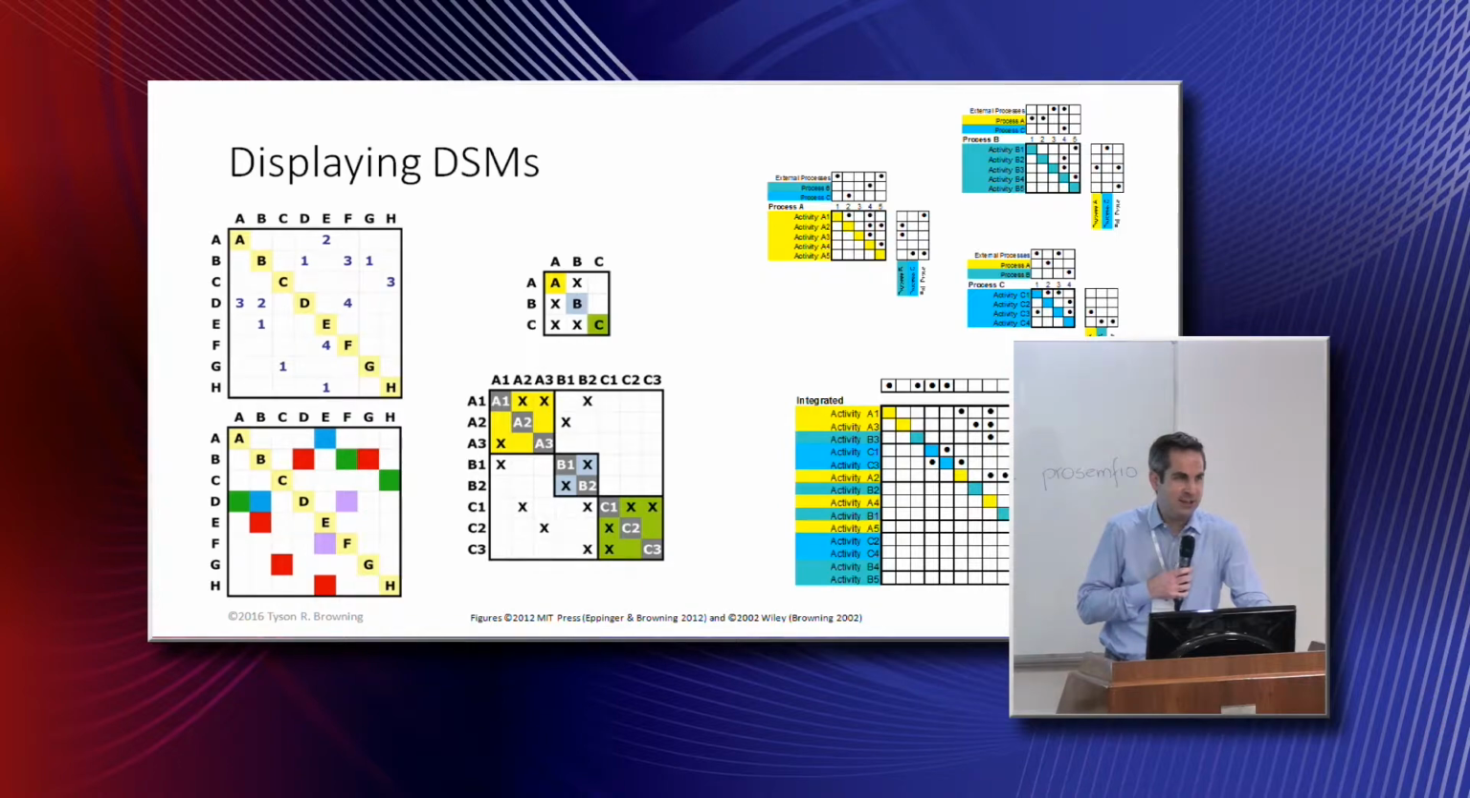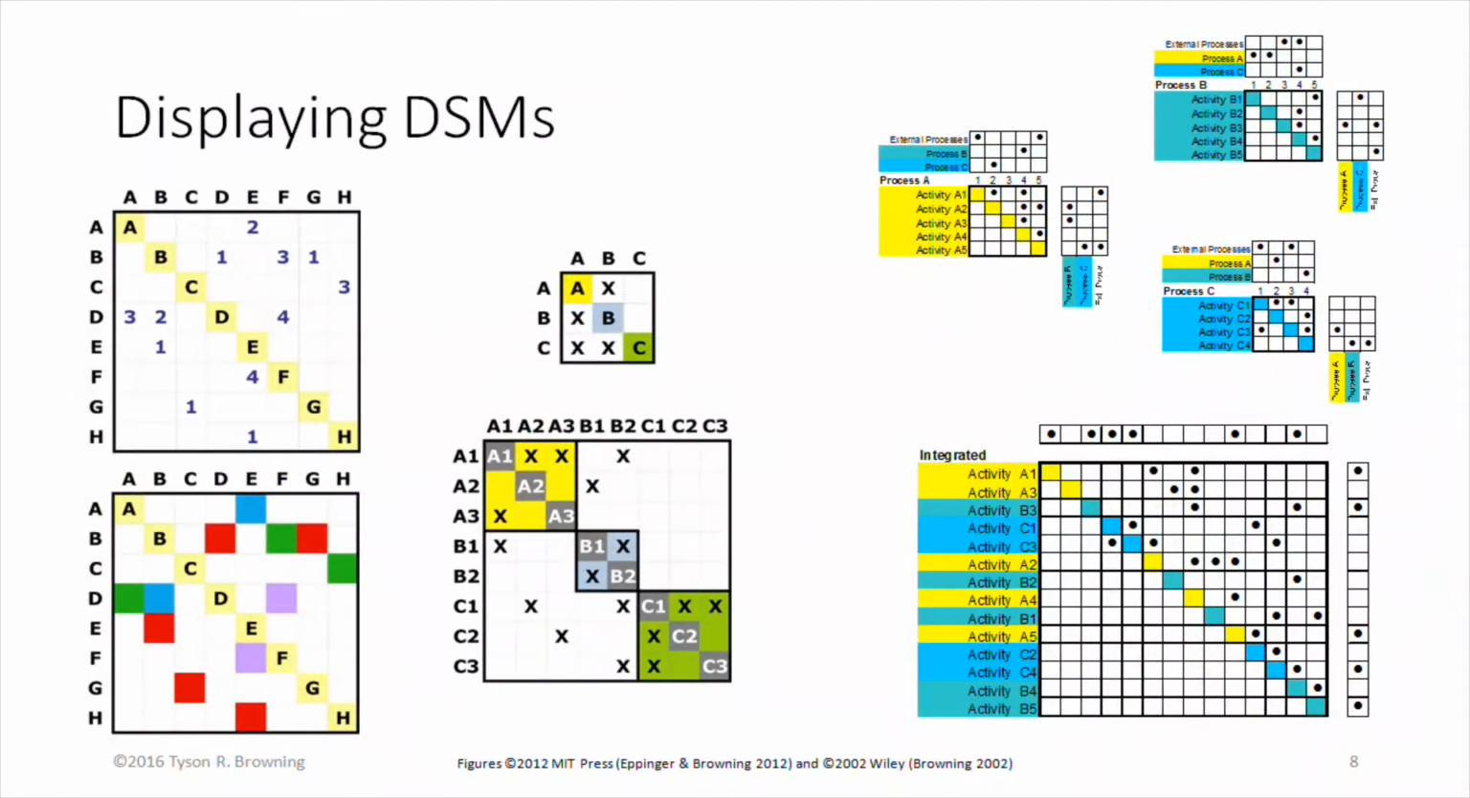So displaying DSMs, what possibilities are there? Almost endless. These are just a few examples of different DSM representations, sometimes using numbers, colors, shading, symbols, taking additional regions outside the DSM to represent connections to other areas, and then putting those together. These are just a few possibilities. So what else might we do with displaying DSMs?